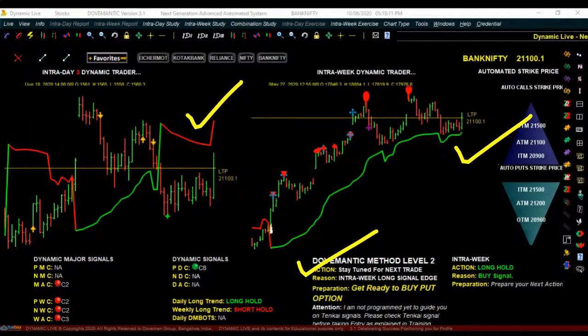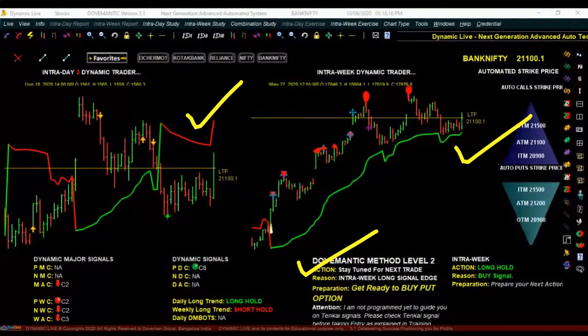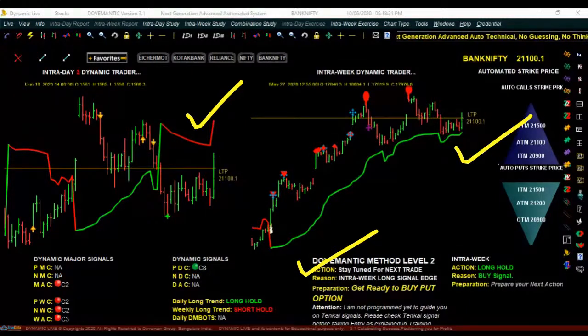Right? So why do we check the Tenkai signal? It is to decide whether to do this trade or not to do this trade. What do we check in Tenkai signal? We check is there any zigzag or edge point at the same time. If it is there, then we will avoid the trade. If it is not there, then we will go ahead and do the trade. Got it? So this is all that you're supposed to do in the second step.